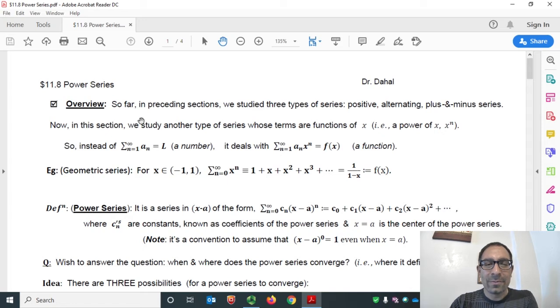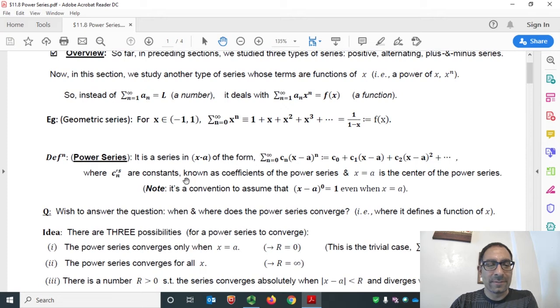First, quick overview. So far in preceding sections, we studied three types of series: the positive term series, alternating term series, and plus and minus term series. So now we study another type of series whose terms are a function of x, that is a power of x. So instead of the sum of the series being a number, now the sum of a series is a function. Quick example, for x in (-1, 1), the sum of the series x^n turns out to be 1 over 1 minus x, which defines a function of x.